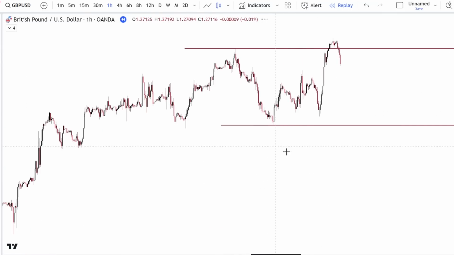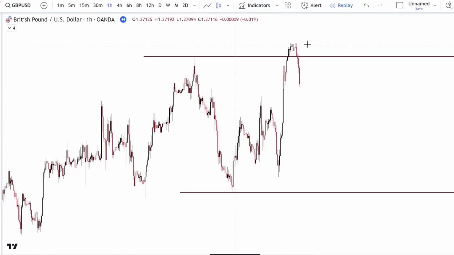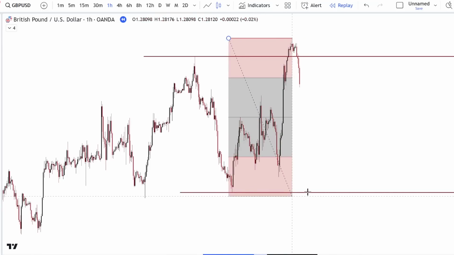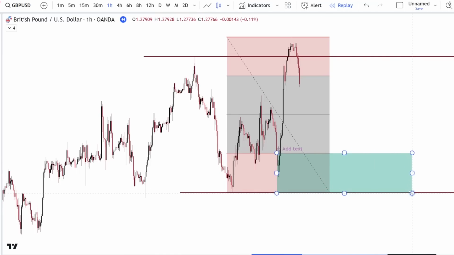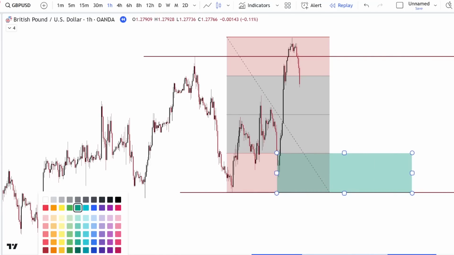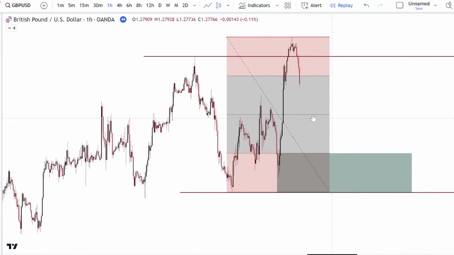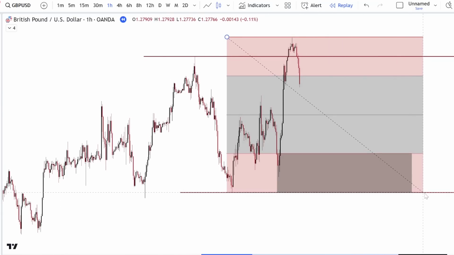So what do you do next? You pull out your fib, and you mark your discount zone. So this would be our discount zone. So now that we have our discount zone, let's mark our fair price. So what is our fair price? It's this middle area, just how I explained in the first part.